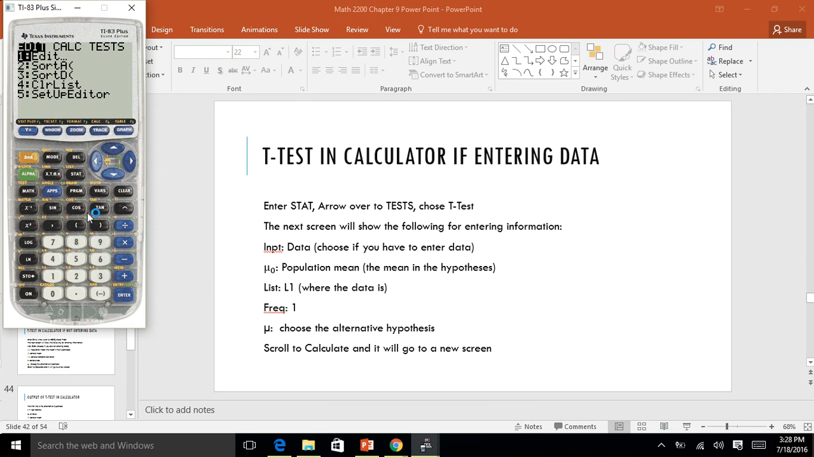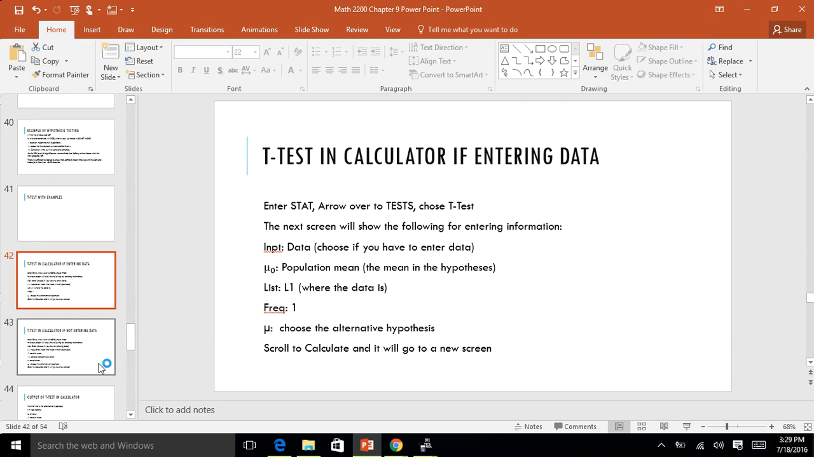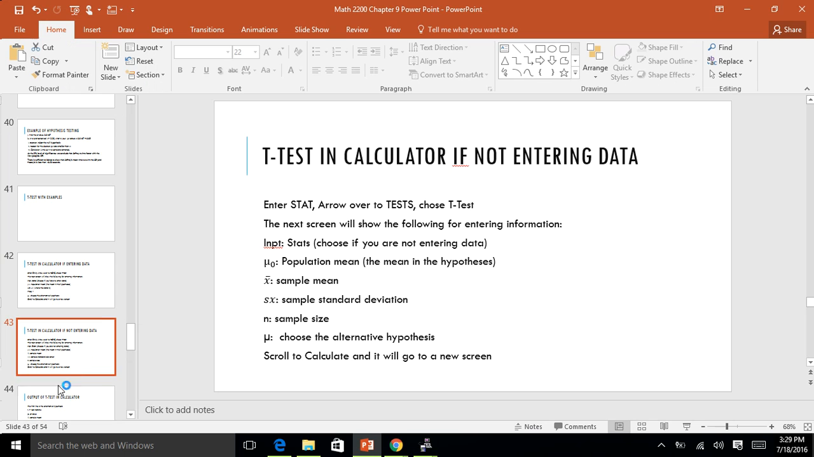So you're going to go to stat. You're going to go over to test, and you go down to number 2 for t-test. It looks very similar to what we saw before. So your input is either data or stats. For this, if you're entering data, you want it to be flashing. And then your next one is your population mean, then your list, then your frequency, and then you pick your alternative hypotheses.